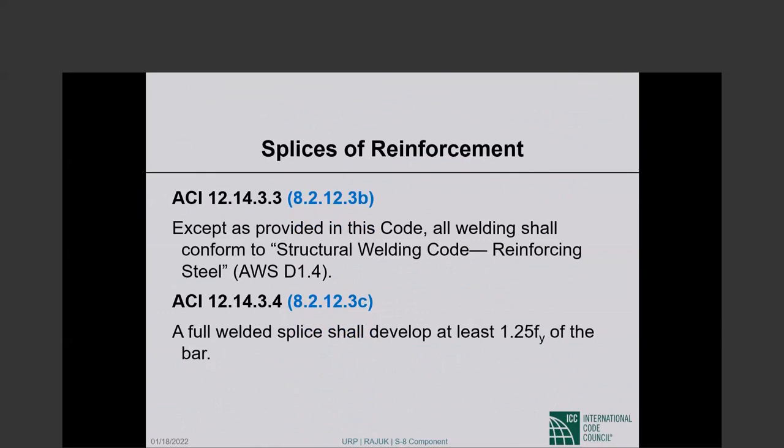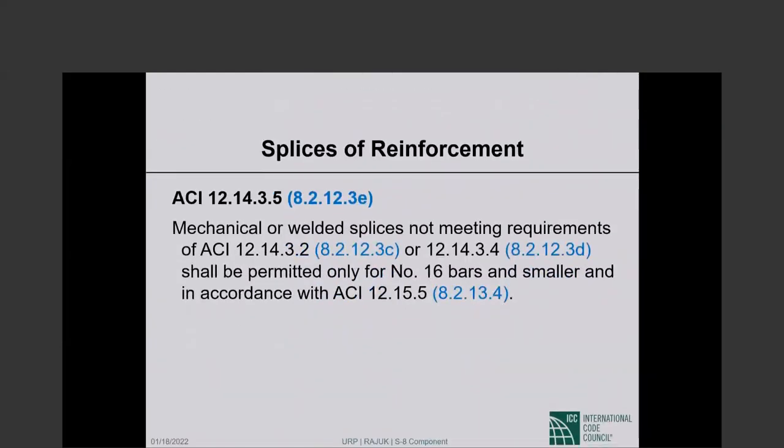Except as provided in this code, all welding shall be by AWS D1.4. There must be parts of the world where that is not followed, but in a large part of the world, AWS, the American Welding Society, D1.4 is what is used for welding. A full welded splice shall also develop 125% of the yield strength of the bar that it is splicing. Mechanical or welded splices not meeting the full 1.25 f sub y shall be permitted.